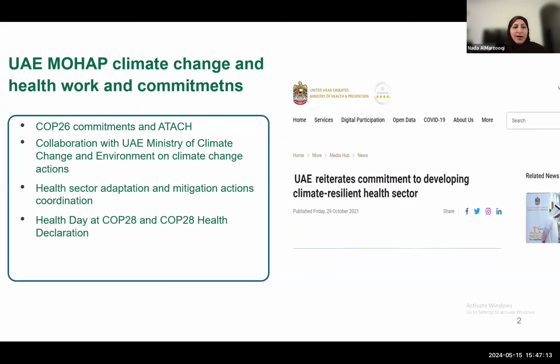So we can see here the major milestones that the Ministry of Health has achieved in working on climate change and health. We committed at COP26 in the UK to develop a climate resilient health sector along with low carbon emissions, and joined the Alliance for Transformative Action on Climate and Health group to share experiences and mitigate the risk of climate change and health. We are closely collaborating with the Ministry of Climate Change and Environment on environmental climate change actions, and we have health sector adaptation and mitigation actions coordination.